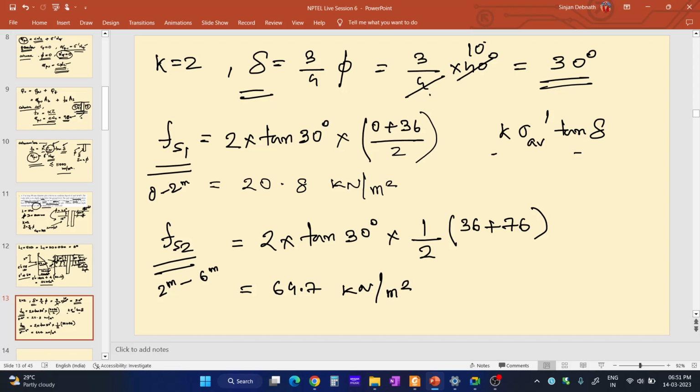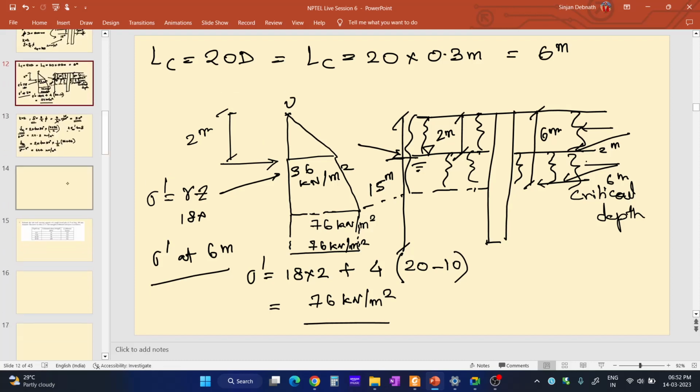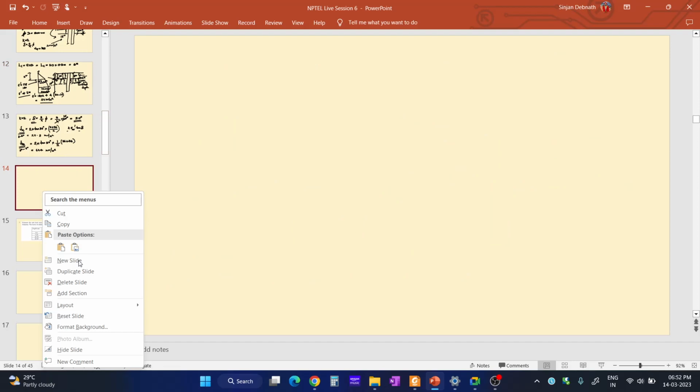Okay, so now we know the unit skin friction resistance along this part. Now we have considered the effective overburden pressure below the critical depth to be constant. What is the overburden pressure at the critical depth, that is at 6 meter? It is 76 kilonewton per meter square. So we have considered that to be constant along the rest of the depth. Let me write it down over here.